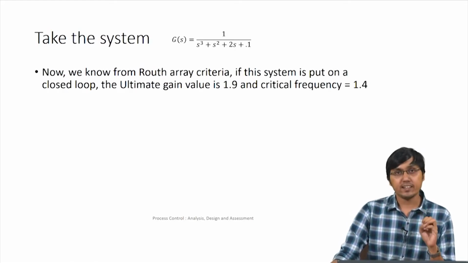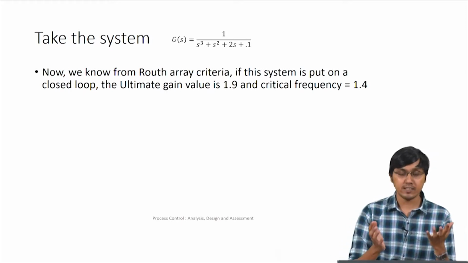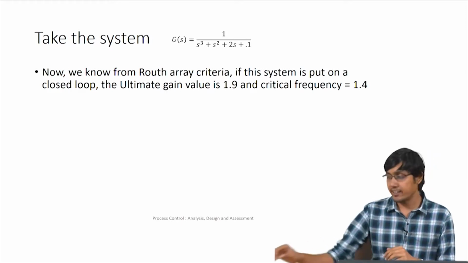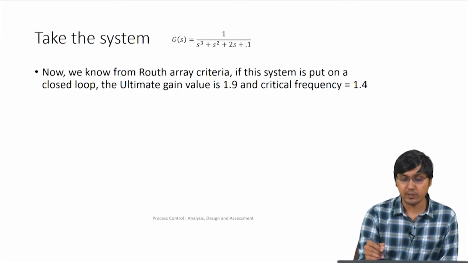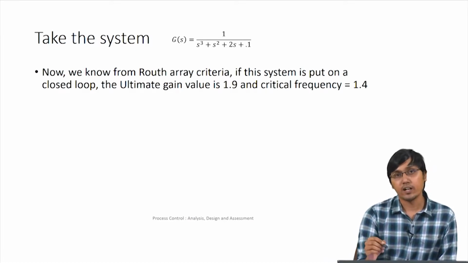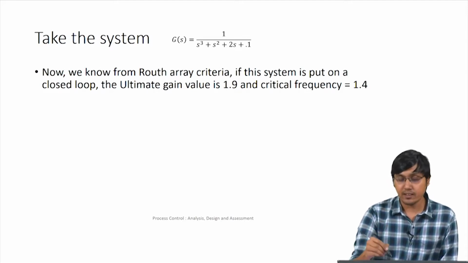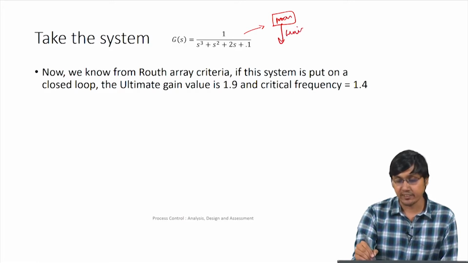So again we take the system to be some process which is going to have a transfer function 1 by s cube plus s square plus 2s plus 0.1. So again remember, when we say this is the transfer function, this is the transfer function of the system or the process. So we get a linear model of it around the operating point.